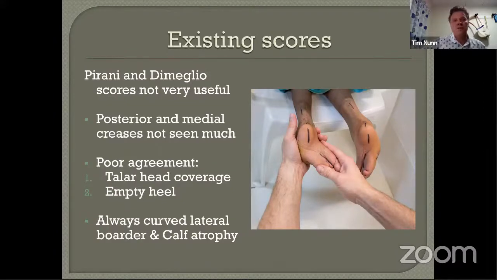We did a study which showed that there was, in fact, very poor agreement between observers on whether the talar head was covered in these feet or not, and whether the heel was empty or not. There did always seem to be a curved lateral border and significant calf atrophy, reducing the discriminating effect of these elements of the scoring systems. So we concluded that the Pirani score wasn't super helpful for our population.